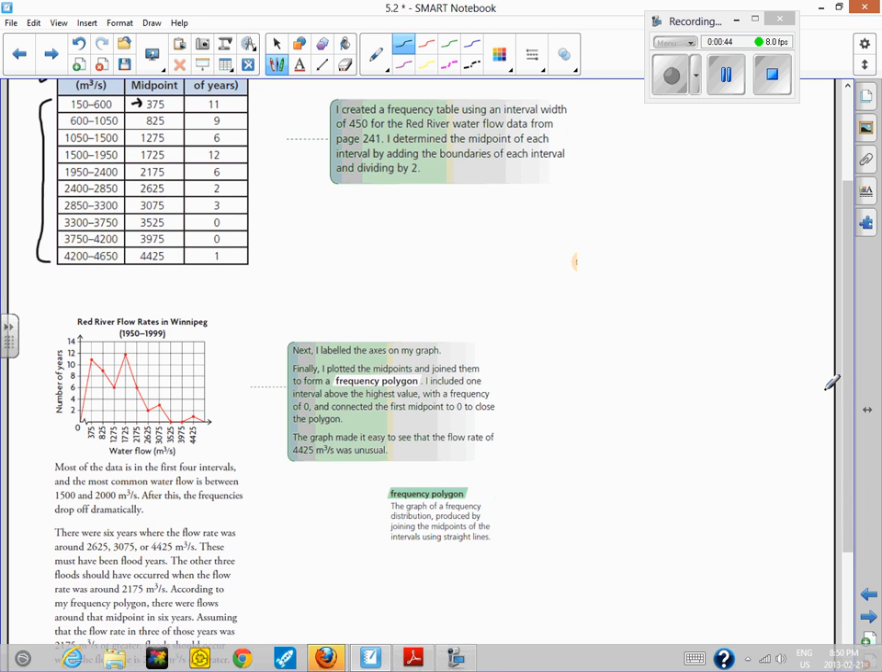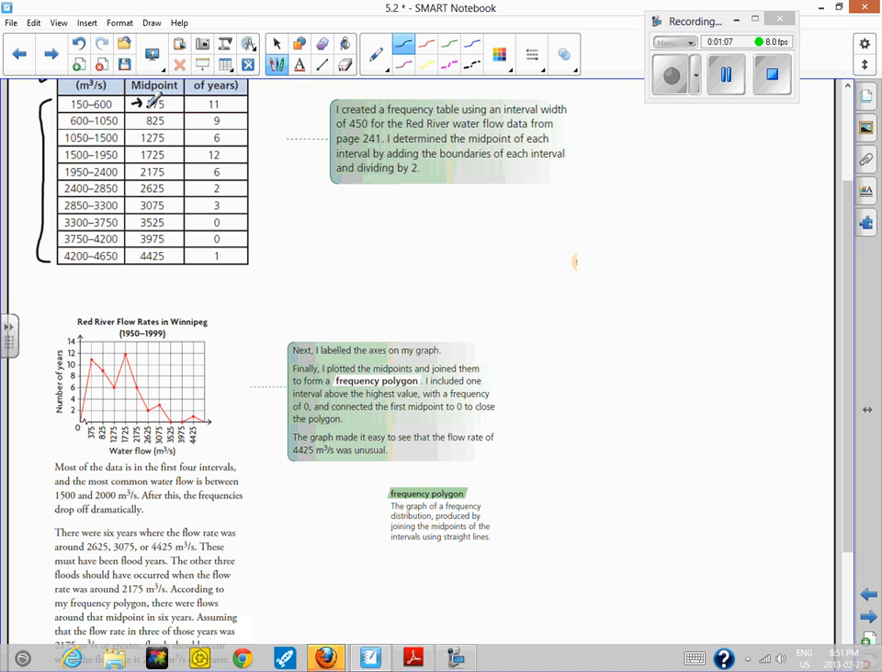When you're doing your graph now, you're going to plot the midpoints. So your midpoints here are going to be your values on the horizontal axis. So again, it's still water flow in meters cubed per second and number of years or frequency.